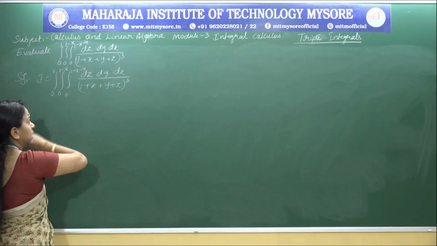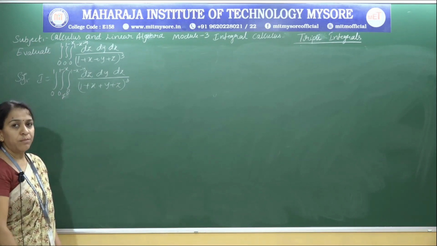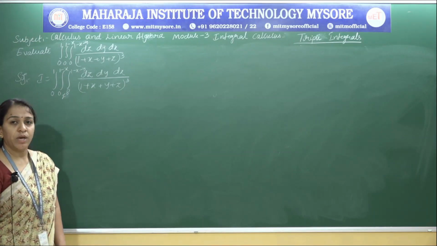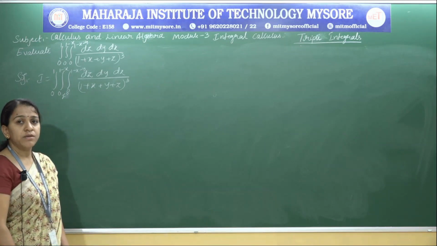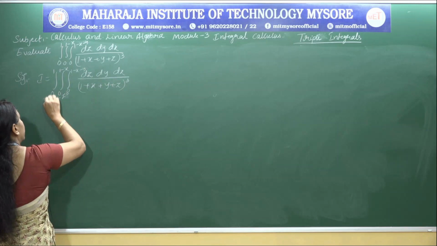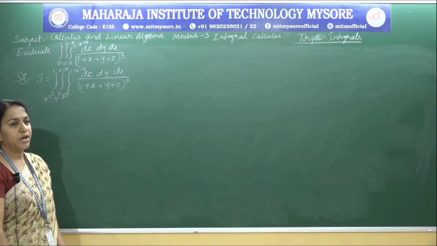And also we have dz here. So z varies from 0 to 1 minus x minus y. Then in the second one we have x variable. Therefore, y varies from 0 to 1 minus x. And then dx, therefore, x is a constant limit, x varies from 0 to 1.